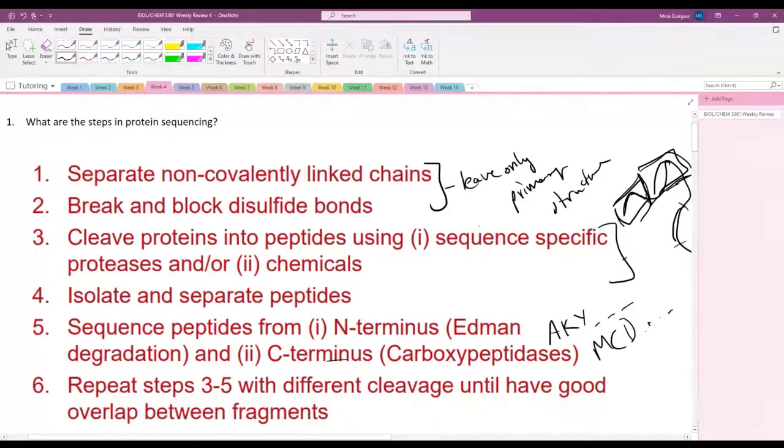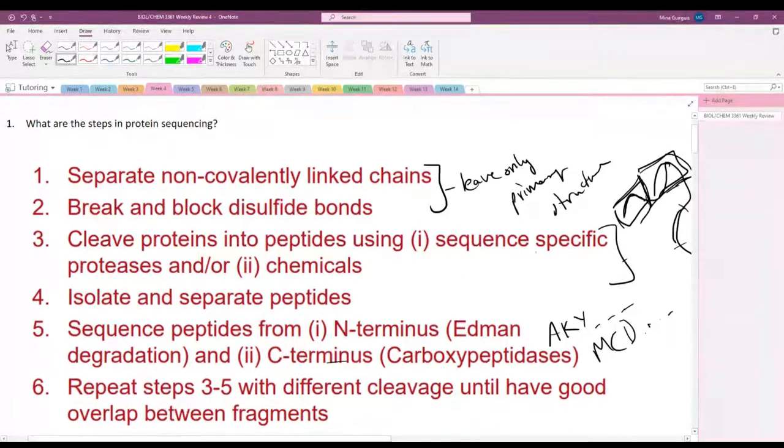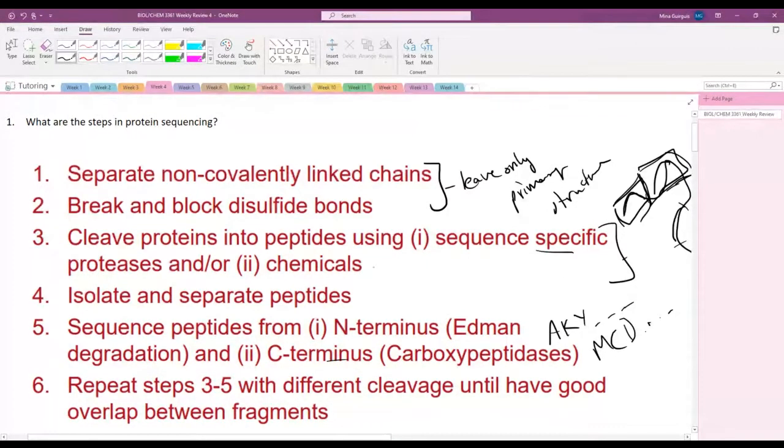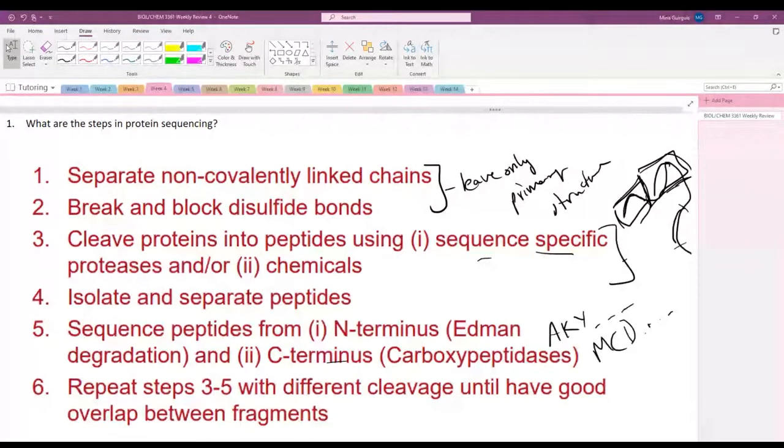We repeat using a different one. So maybe we'll use trypsin as our first protease, and then we'll use chymotrypsin for our second one because they cleave at different places. Or we'll use an entirely different protease or an entirely different chemical, whatever the case may be. We want to cleave at a different place.